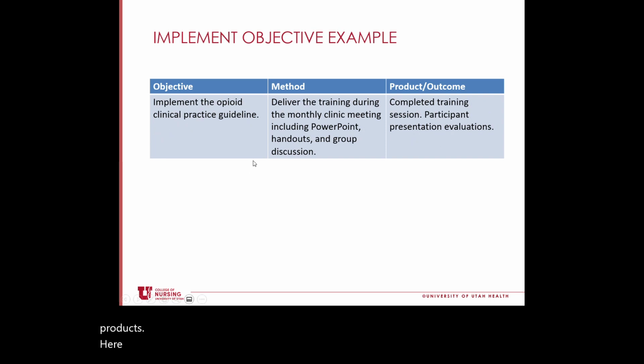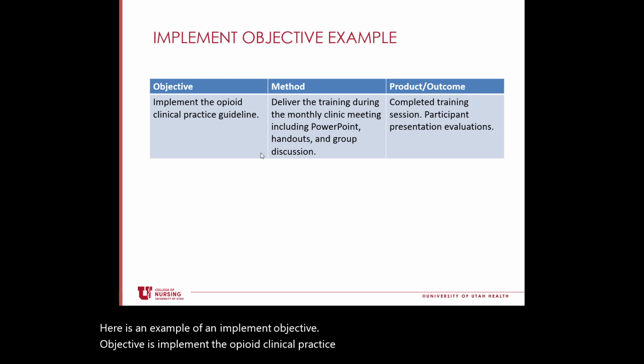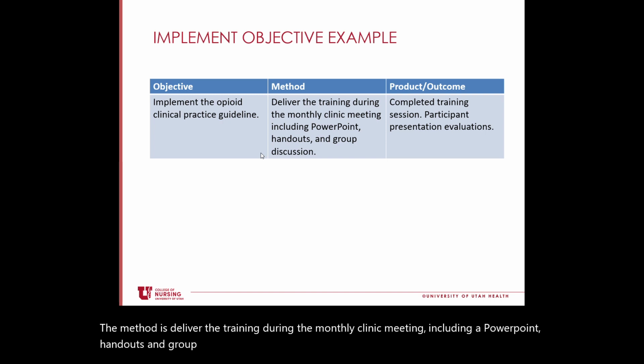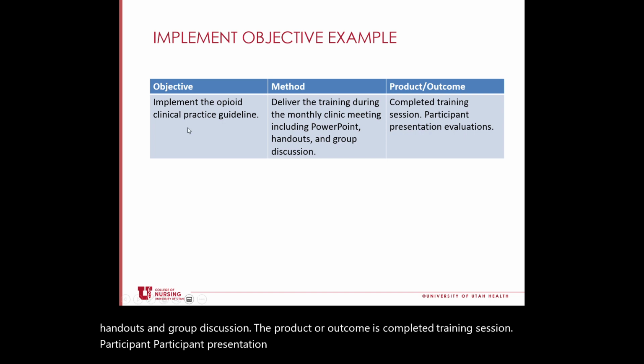Here is an example of an implement objective. The objective is implement the opioid clinical practice guideline. The method is deliver the training during the monthly clinic meeting, including PowerPoint, handouts, and group discussion. The product or outcome is completed training session, participant presentation evaluations.